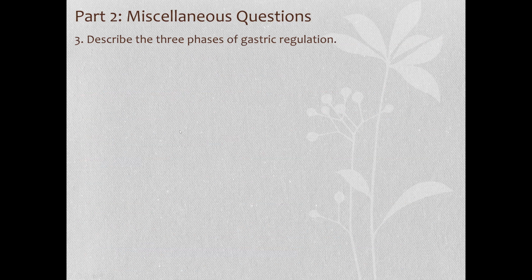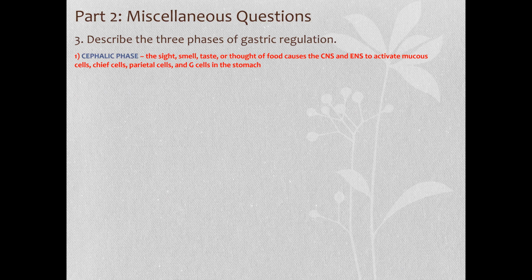Number 3, describe the 3 phases of gastric regulation. So the first one is the cephalic phase. In this phase, the sight, smell, taste, or thought of food causes the central nervous system and the enteric nervous system to activate mucus cells, chief cells, parietal cells, and G cells in the stomach.